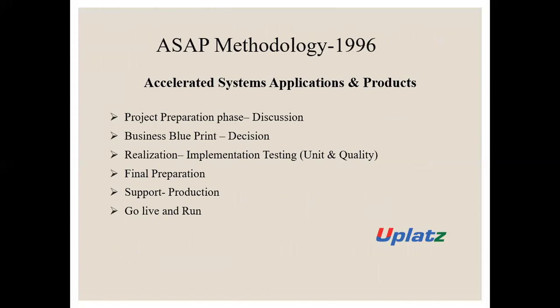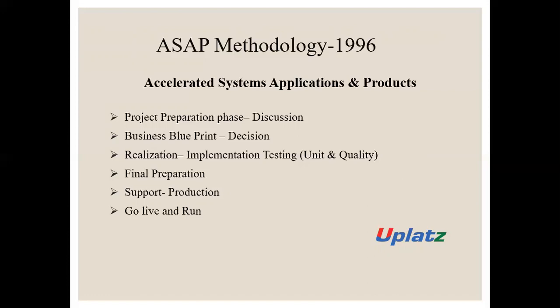Now, as I was talking about a roadmap, one of the important roadmaps in SAP is the ASAP methodology, which was actually introduced in 1996, which means Accelerated SAP, Systems Applications and Products methodology, which consists of 6 phases, wherein every enterprise that implements SAP has to go through this methodology.